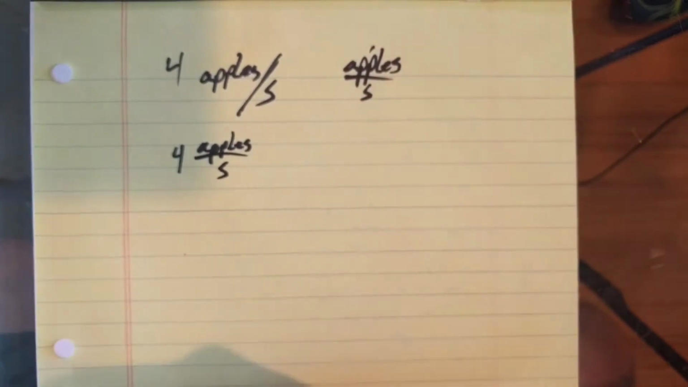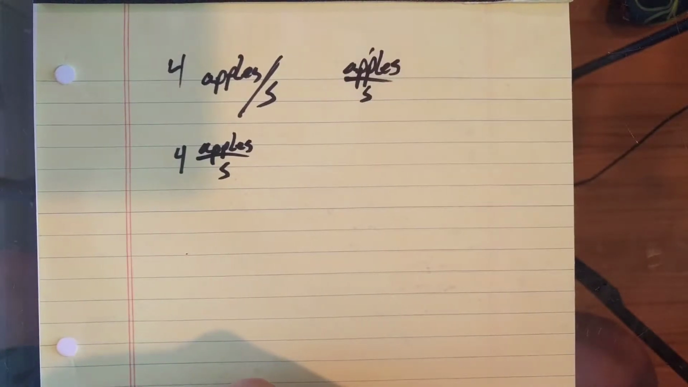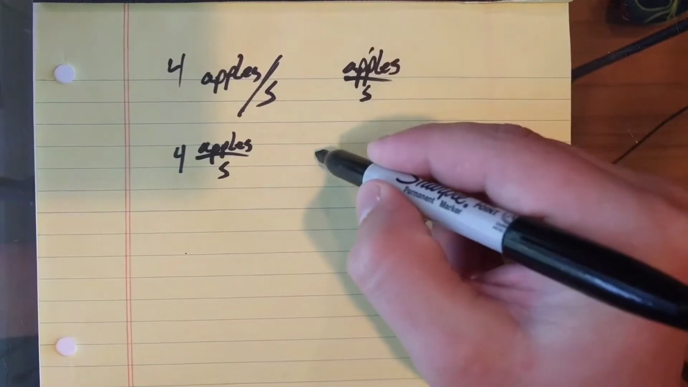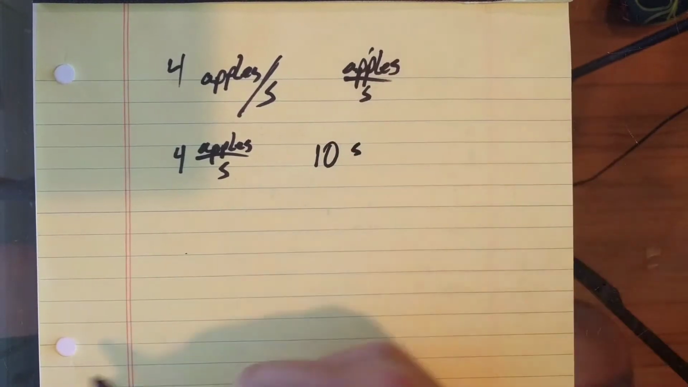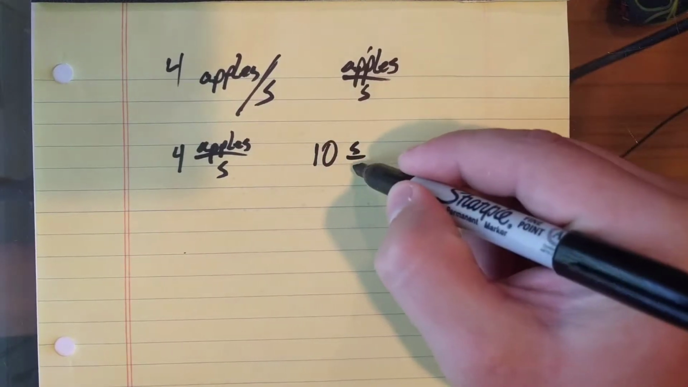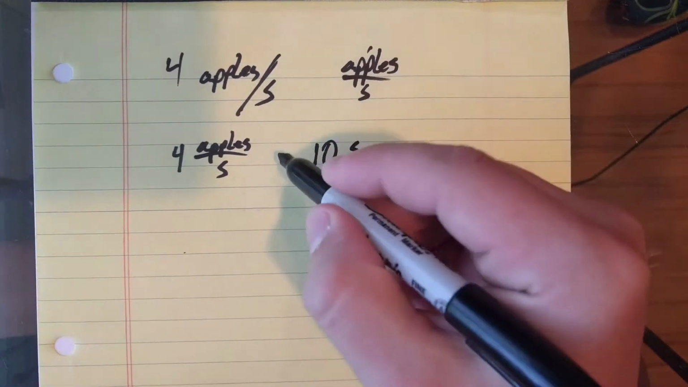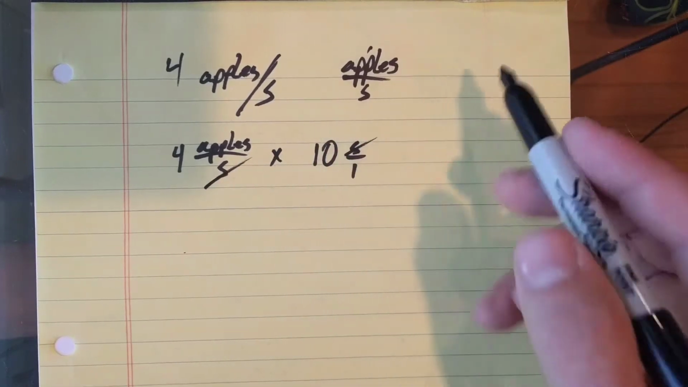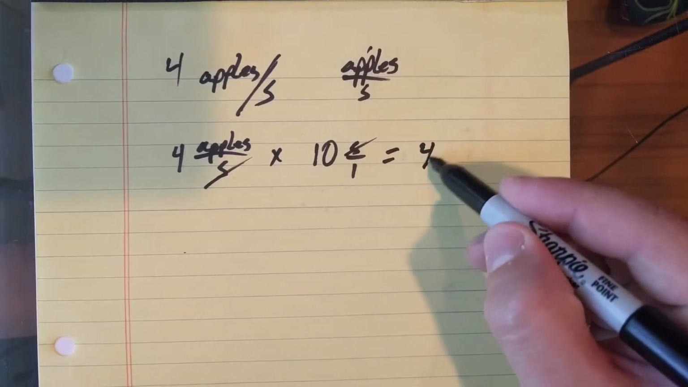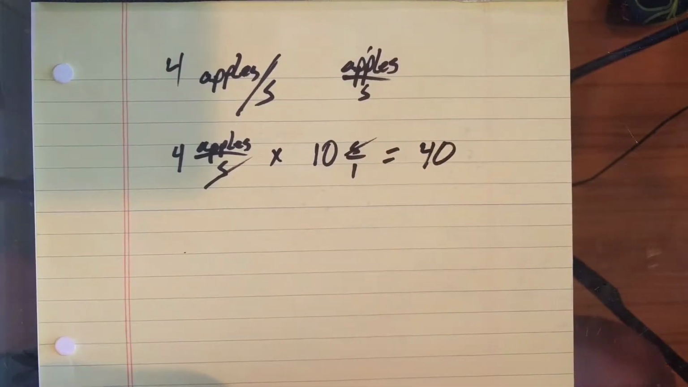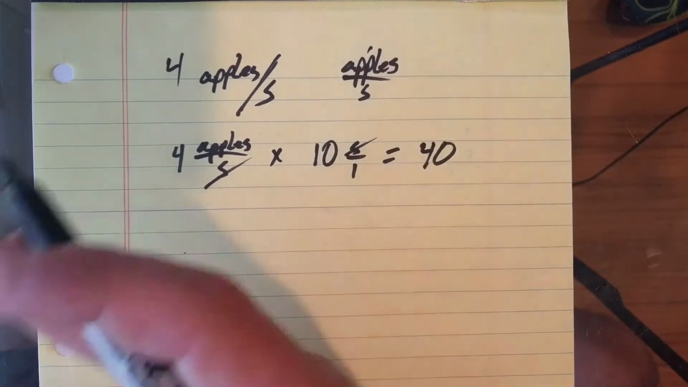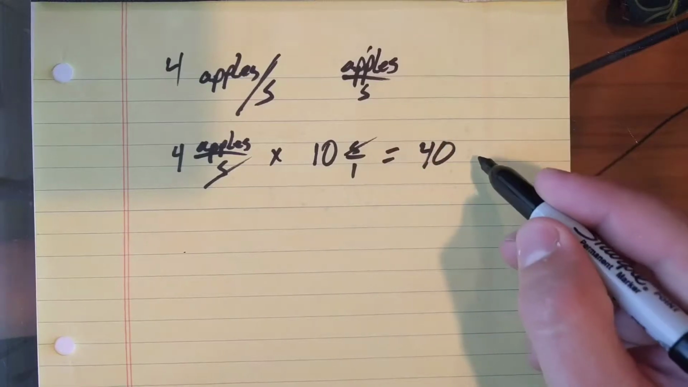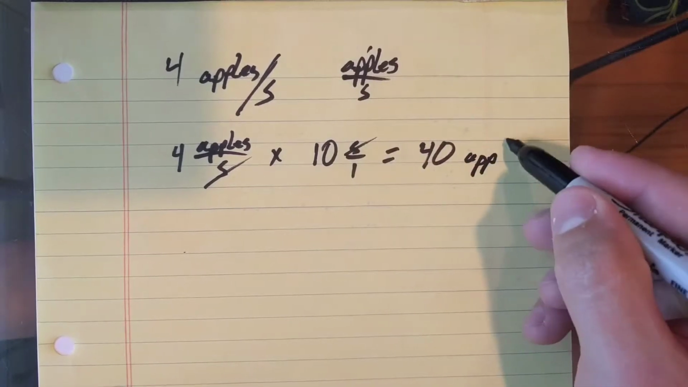Now I have a way of determining, okay, so if I have 4 apples per second, right? And then I wanted to know how many apples there would be total after 10 seconds. So that seconds is basically over a 1. If I multiply these two numbers together, the units for the seconds will cancel, and I'll get the total number of apples that I received or that came out of the conveyor or fell off the tree. Who knows? And I'll just have 40 apples. Okay?